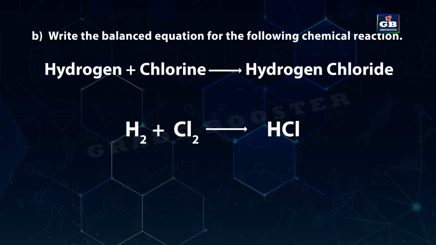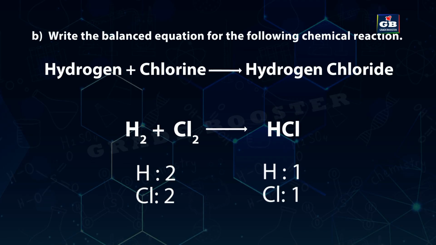But this equation is not balanced. On left hand side, we can see 2 hydrogen atoms and 2 chlorine atoms, whereas on right hand side in the product, only 1 hydrogen and 1 chlorine. So to balance this equation, we have to make the same number of atoms on both the sides. So the number of atoms of hydrogen and chlorine are to be balanced on both sides.